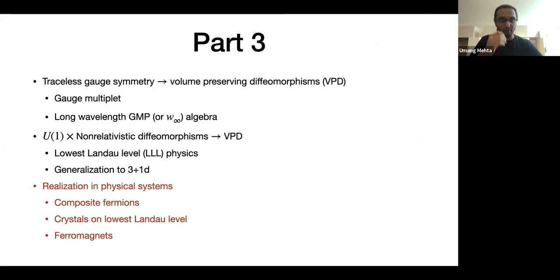All right. So moving on to part 3, we'll demonstrate how various already known physical systems can in fact be coupled to this volume preserving diffeomorphism gauge multiplet, starting with composite fermions, crystals on the lowest Landau level, and in particular, I'll talk about ferromagnets having this sort of hidden transformation invariance as well.